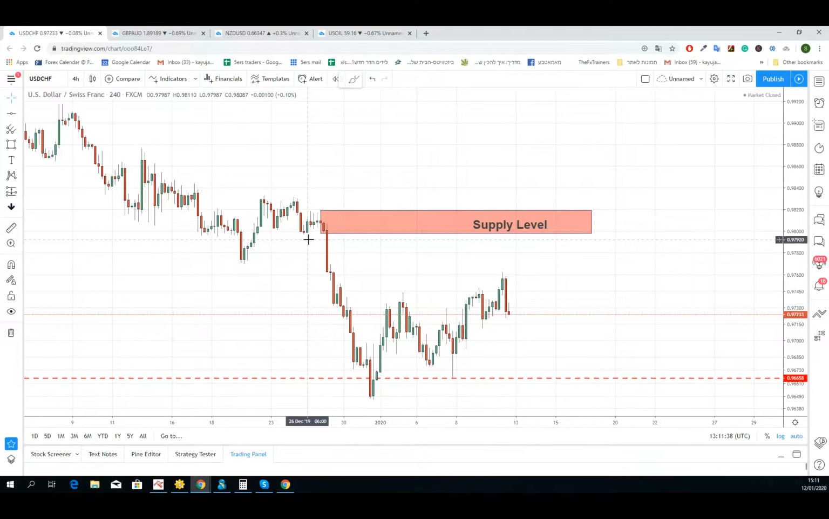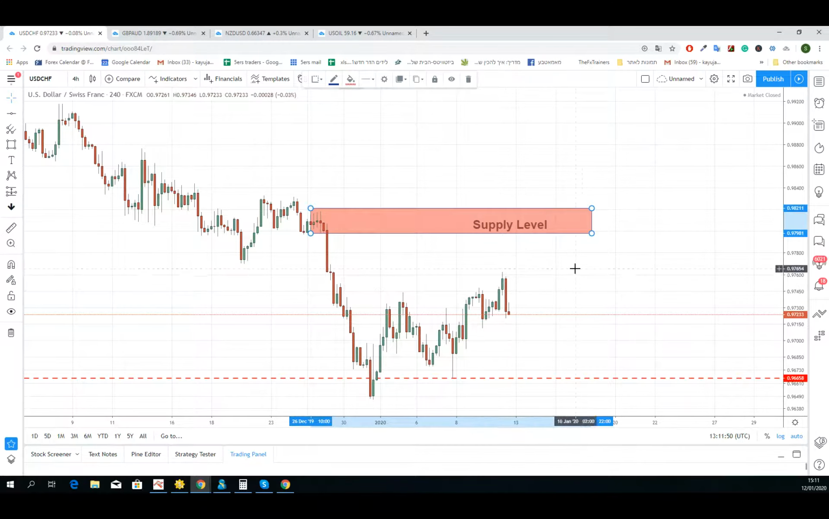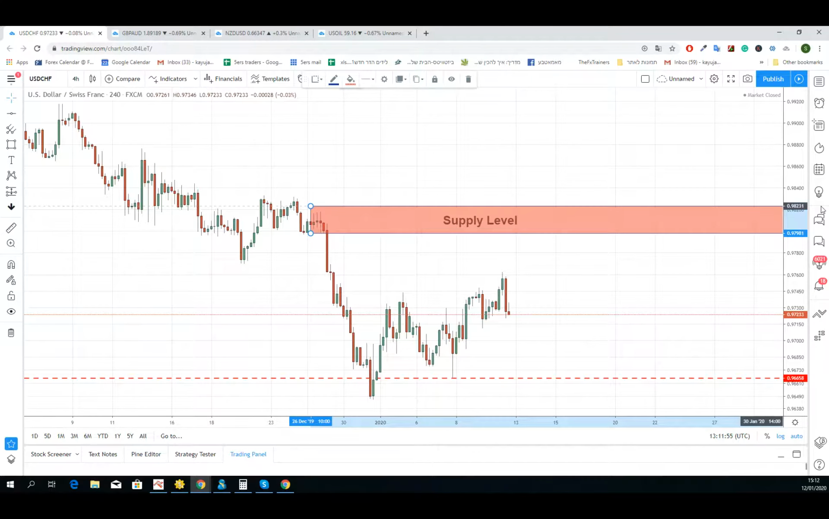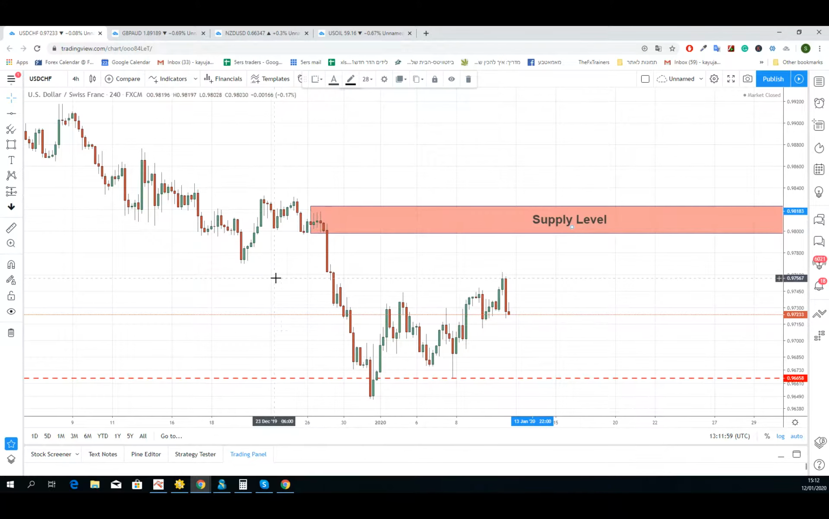We can see on the 4 hour chart more clearly this supply above, which is a few little candles here above. And if I'll take it here, okay, now it's more clear, and it definitely looks like a great supply to sell.